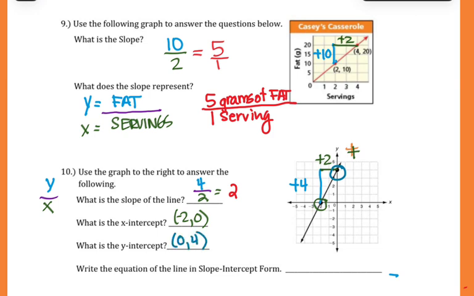And then when we write the equation of the line in slope-intercept form, y equals mx plus b, we substitute in our y-intercept, which is 4, and our slope, which is 2.